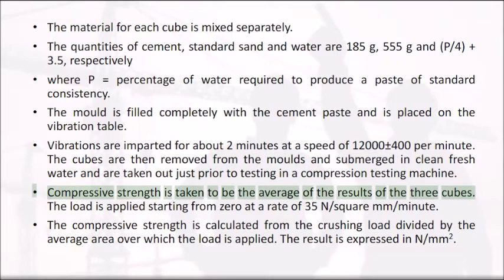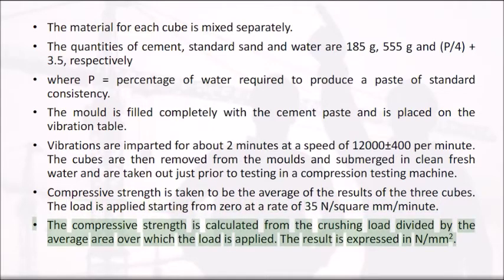Compressive strength is taken to be the average of the results of the 3 cubes. The load is applied starting from 0 at a rate of 35 N/square mm/minute. The compressive strength is calculated from the crushing load divided by the average area over which the load is applied. The result is expressed in N/mm².